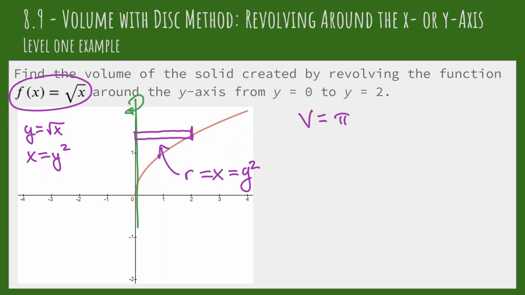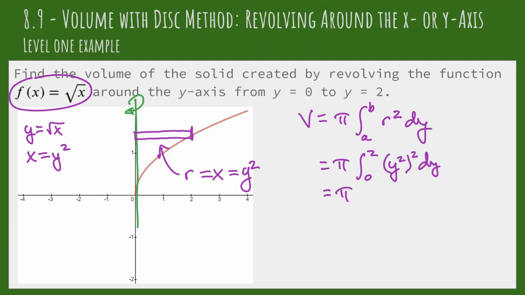So remember, our volume is going to be pi times the integral from lower limit to upper limit of the radius squared with respect to y. So in this particular example, we're going to have pi times the integral from 0 to 2 of y squared, squared. So simplifying that, we have the integral from 0 to 2 of y to the 4th dy. Again, remember we have that pi there because it's part of the area formula for the circle. So if we are taking this Riemann sum rectangle and this is a radius and revolving it around the y-axis, we're going to get a cross-section that is a circle with that radius.